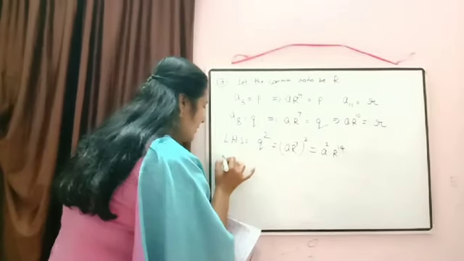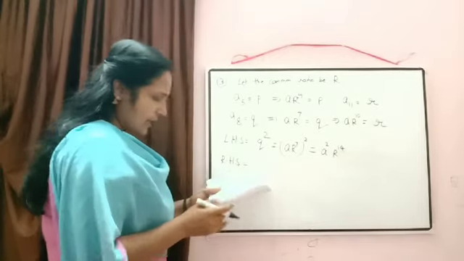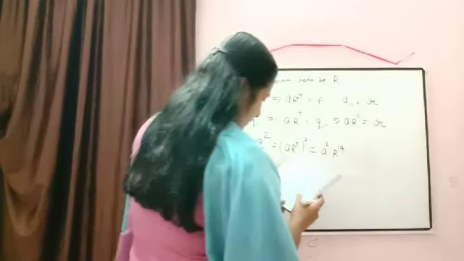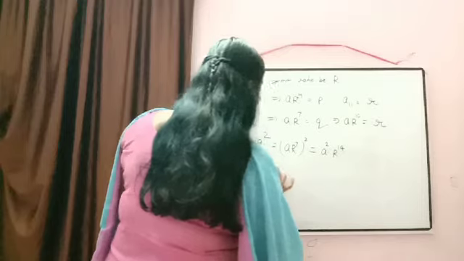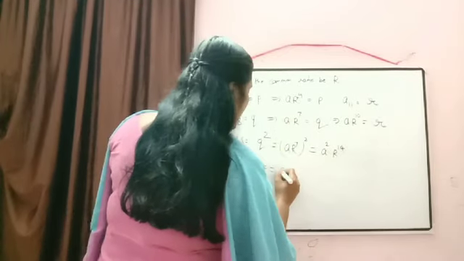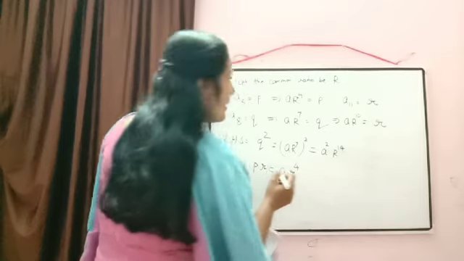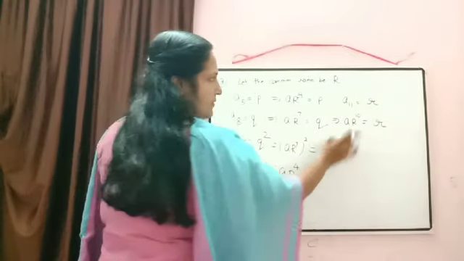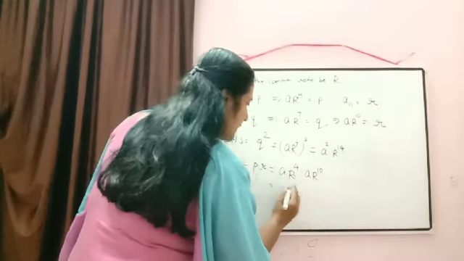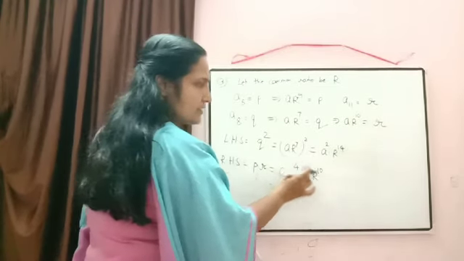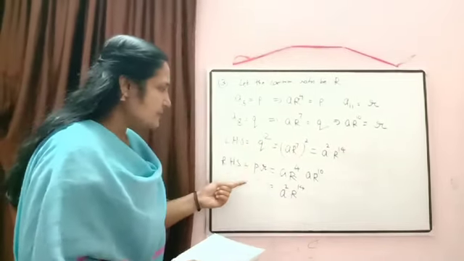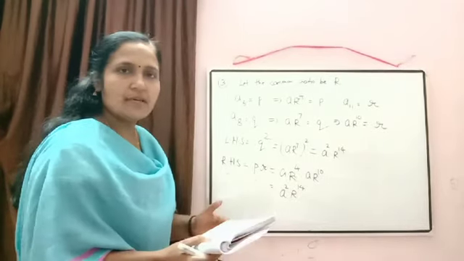Now we can check what will be our right hand side. In the right hand side we have P into R. So P we have A into R raised to 4, and R is equal to A into R raised to 10. Clear? A into R raised to 4, A into R raised to 10. Now A into A will be equal to A square. R raised to 4 into R raised to 10 will be equal to R raised to 14. So left hand side is equal to right hand side, that much only we have to prove.